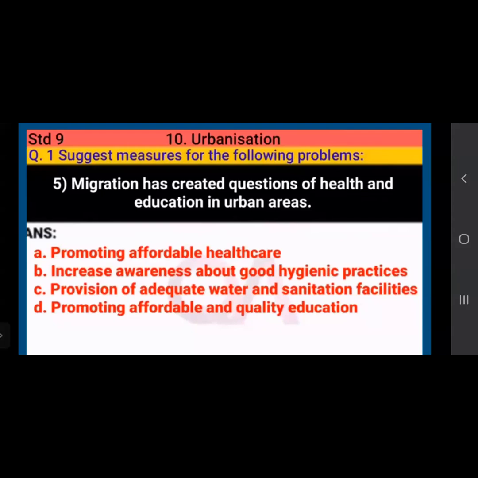Provision of adequate water and sanitation facilities. Adequate water and sanitation facilities should be provided to them. Promoting affordable and quality education. So quality education along with minimum fees or minimum amount should be given to them.